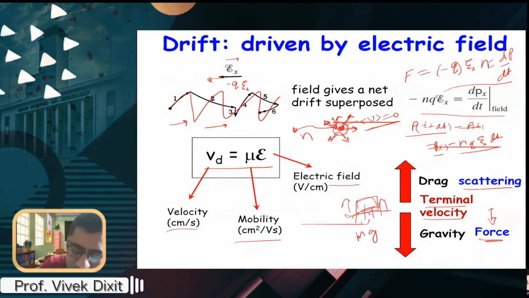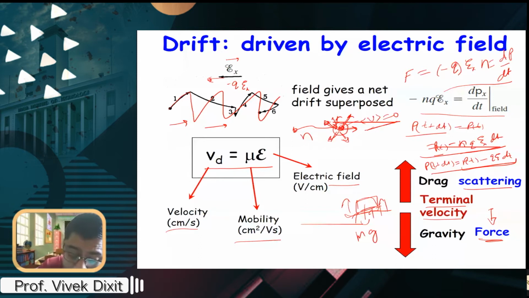So this is basically, now n is the number of electrons. So for an individual electron, you can always write p at t plus dt will be p at t minus qE dt, right? Correct. So this is how the momentum will change with time.